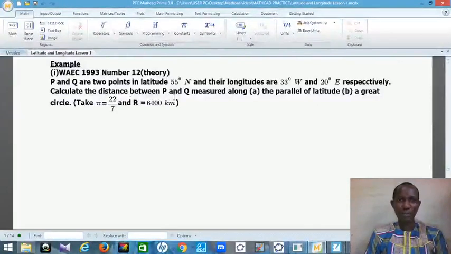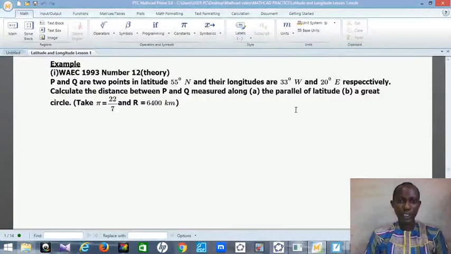So calculate the distance between P and Q measured along: the first one says parallel of latitude, the second one is a great circle. So for us to solve this question, we need to have the sketch. It is from the sketch we will know what we are going to do.